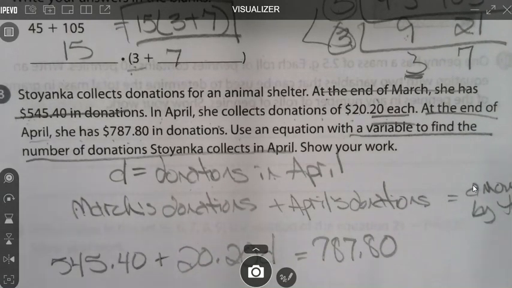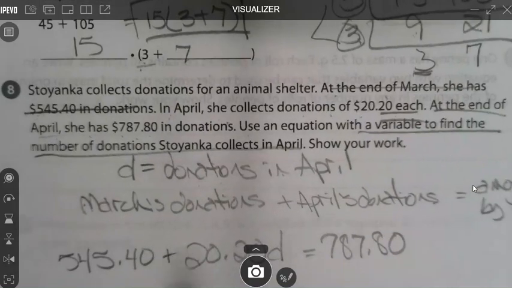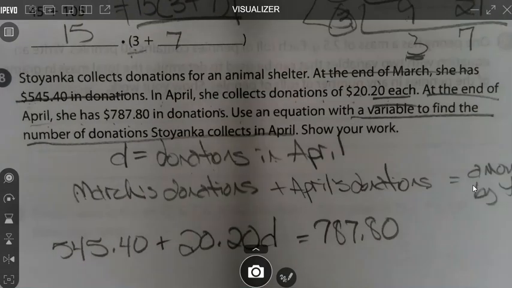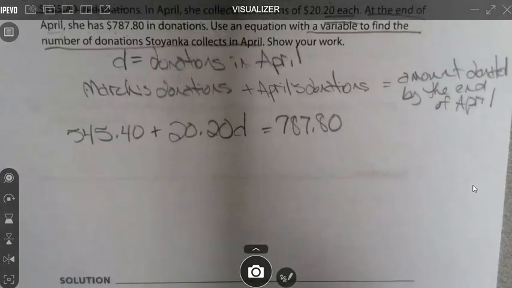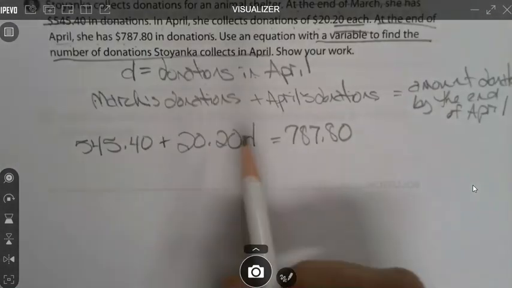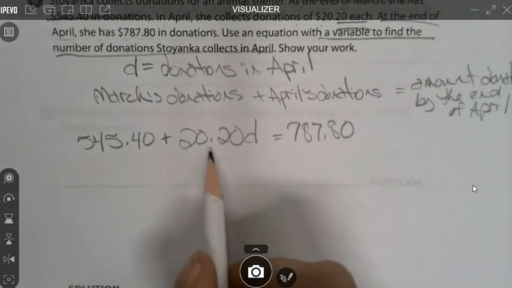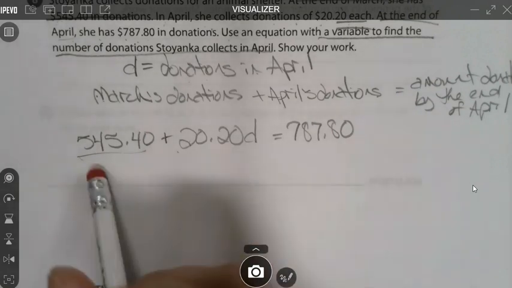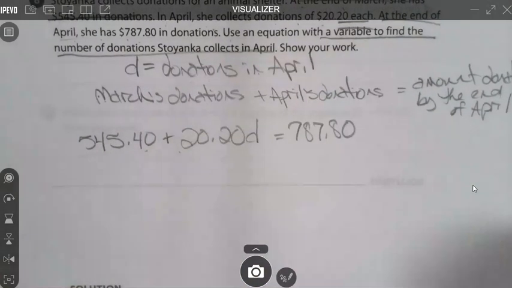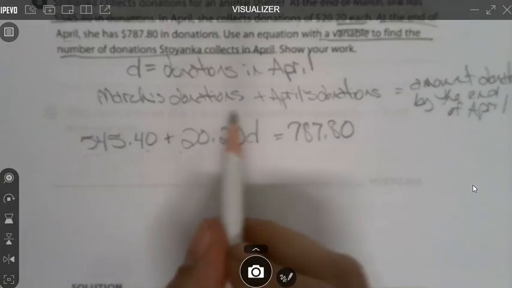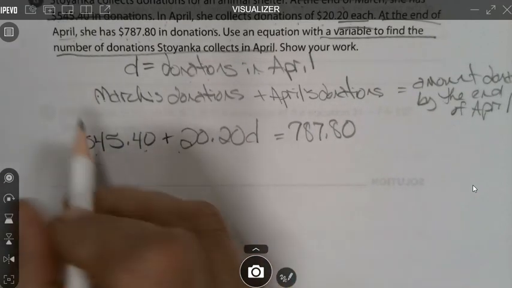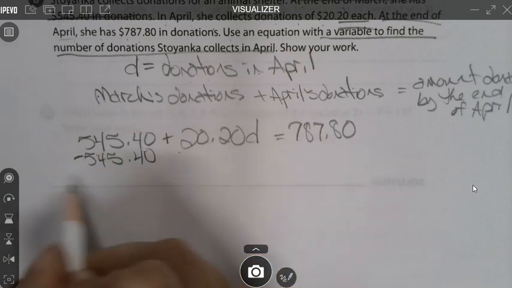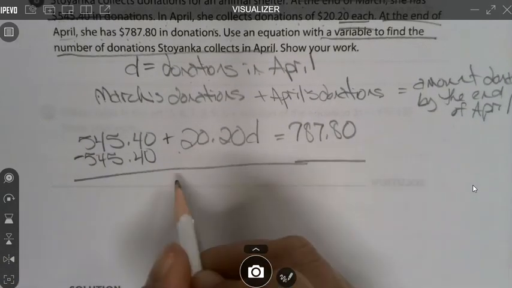All right, so now use an equation with the variable. Well, here's an equation, but let's take it a step further. Let's try to get this term by itself. Well, how do I get this term with the variable by itself? I want to get rid of this. Well, how do I get rid of that? This is being what to this term? It's being added. So take the inverse operation. What's the inverse operation of addition? Subtraction.